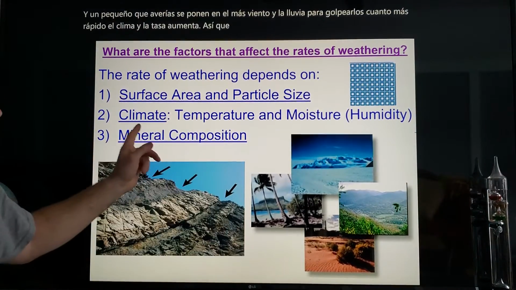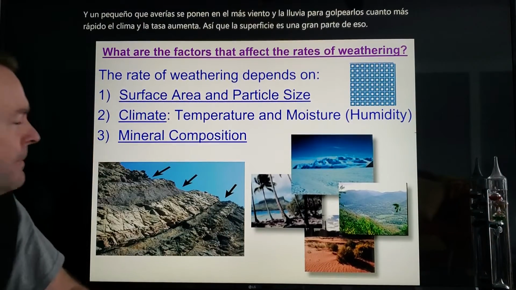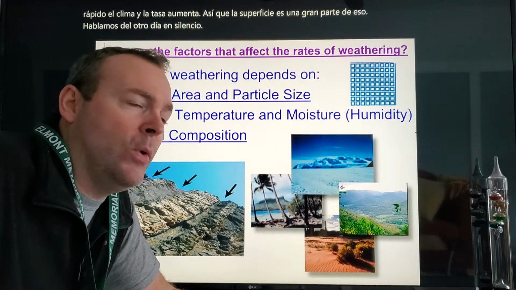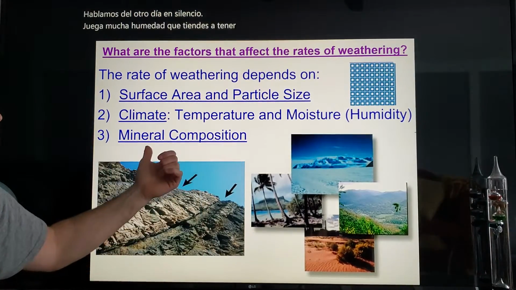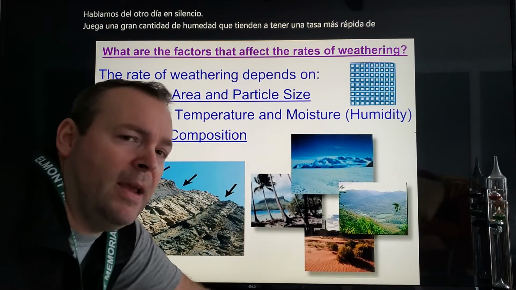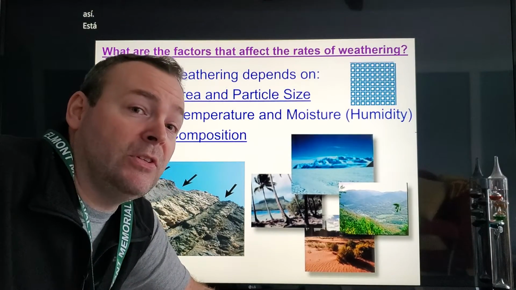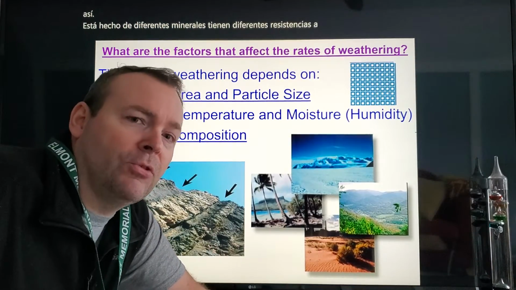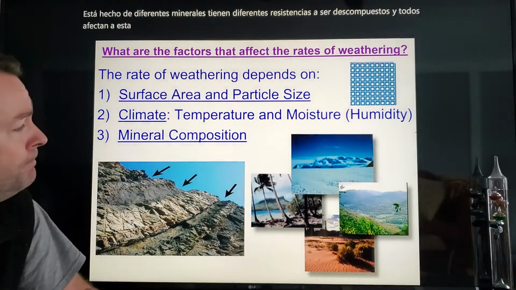All right. Next thing, of course, we talked about the other day, climate. If you're in a hot climate, a lot of moisture, you tend to have a quicker rate of weathering as well. And mineral composition, right? What it's made out of. Different minerals have different resistances to being broken down. And that all affects this rate of weathering and creates these beautiful landscapes.